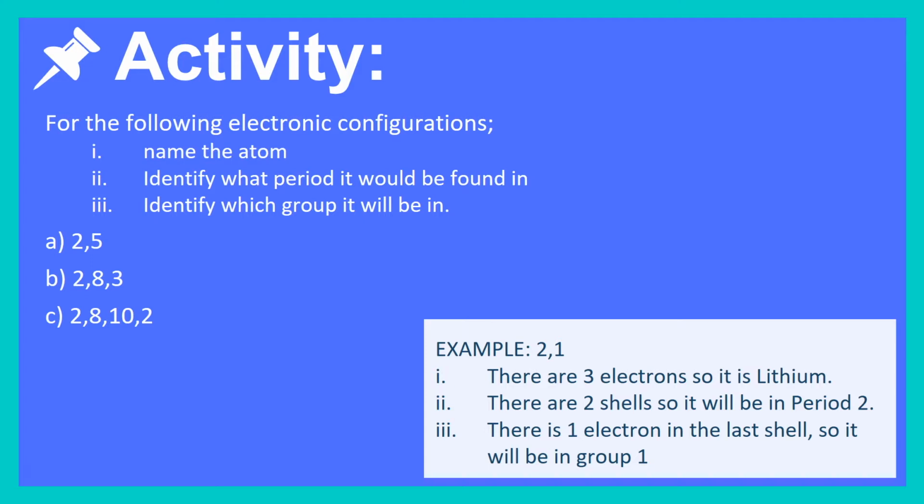Okay, so let's start with A. A has a total of 7 electrons. So if I look at the periodic table, I'm looking for number 7. Number 7 is nitrogen. To work out the period it's in, I need to know how many shells it has. I have 2 sets of numbers. That means there are 2 shells. Therefore, it is in period 2.